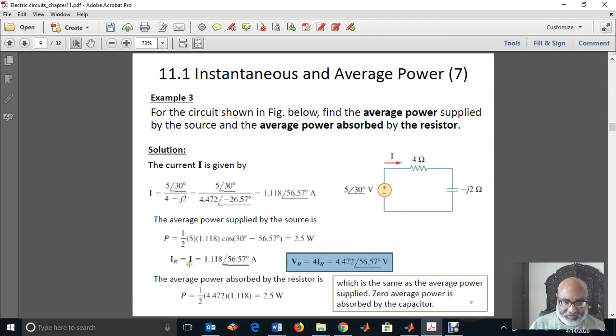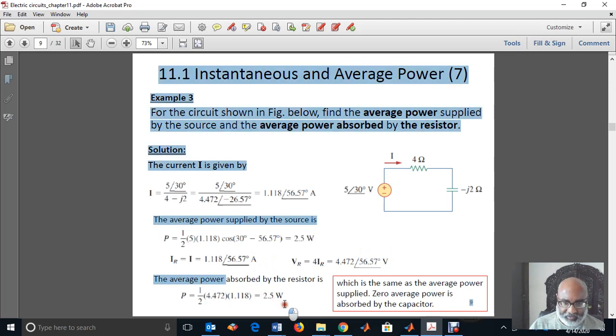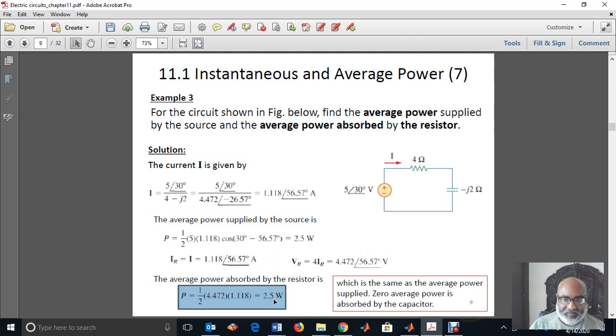So what do we notice here? We can see that the phase angle of the current is the same as the phase angle of the voltage. Why? Because the voltage and the current are in phase for a resistor. So there is no angle difference. Then what's the power delivered to the resistor? Half times Vm, which is 4.472, times Im, 1.18, cosine of 0. There is no phase difference between the two, cosine of 0, which will give me this one. The power is 2.5 watt.